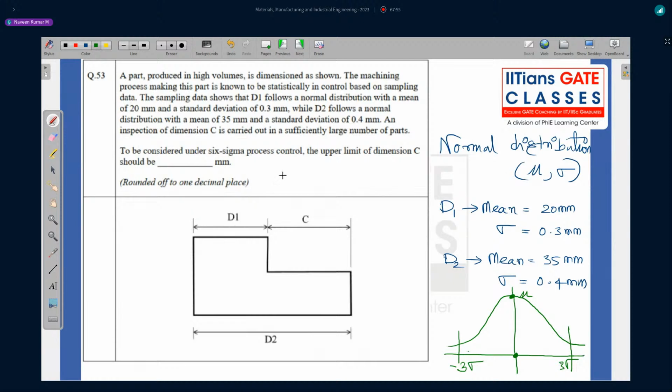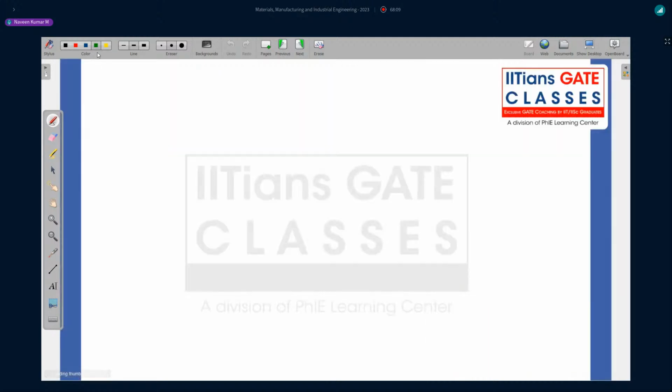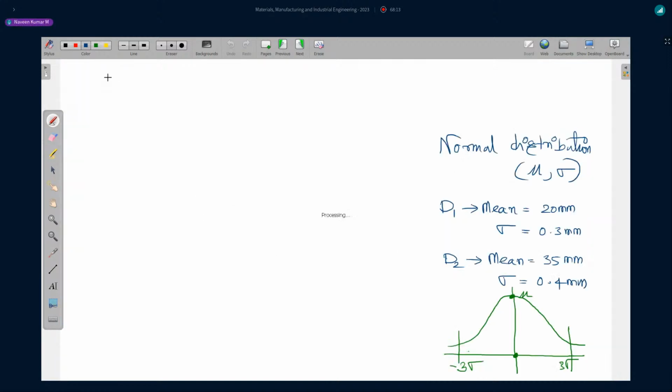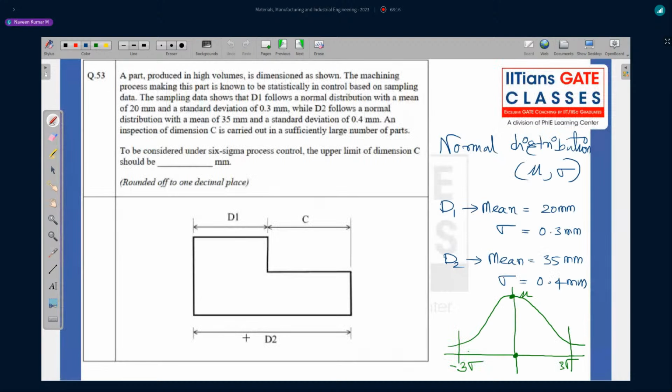Now they're asking for the upper dimension of C, because here the mean plus or minus 3 sigma applies. So let's go and discuss this now. Let's solve the problem. From the figure I can say D2 is equal to D1 plus C. Okay, let me write. This is taken for a sufficiently large number of parts.